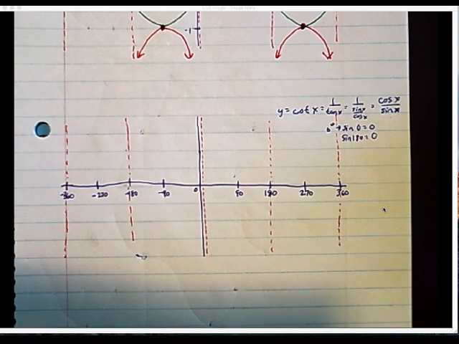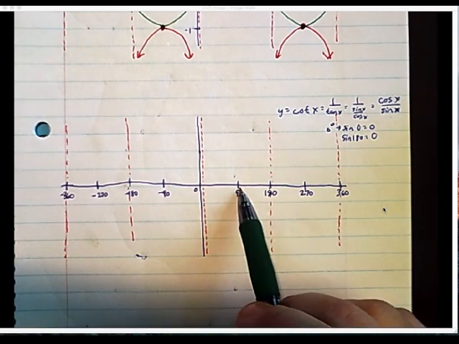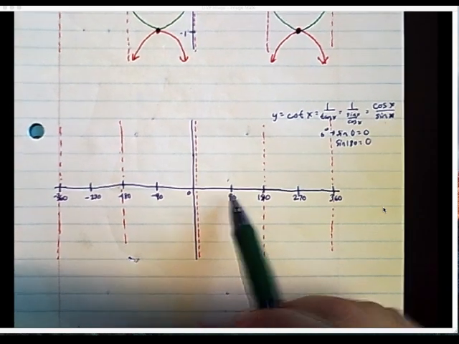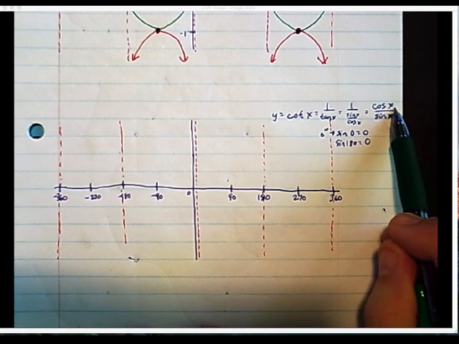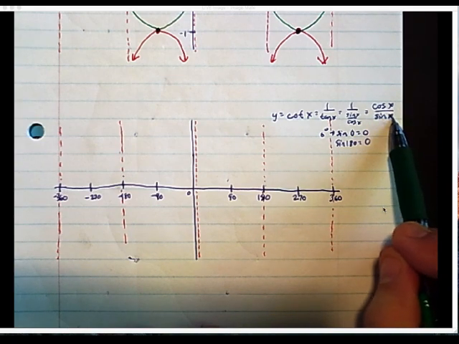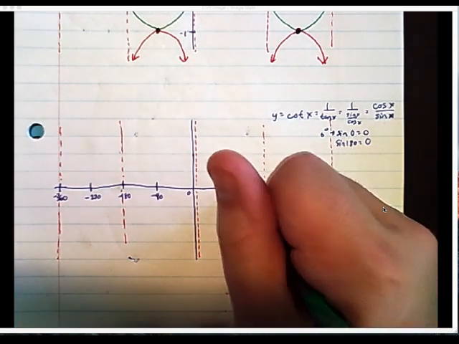Now, let's think about this for a second. What would be true at 90 degrees? If you plugged in 90 degrees here and here, well, cosine of 90 is 0. Sine of 90 is 1. 0 divided by 1 is 0.